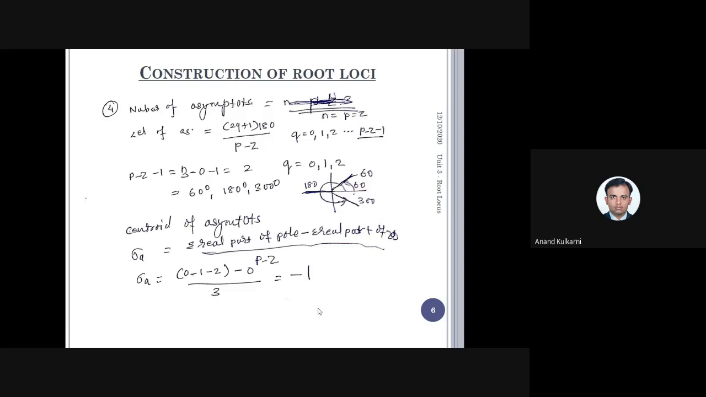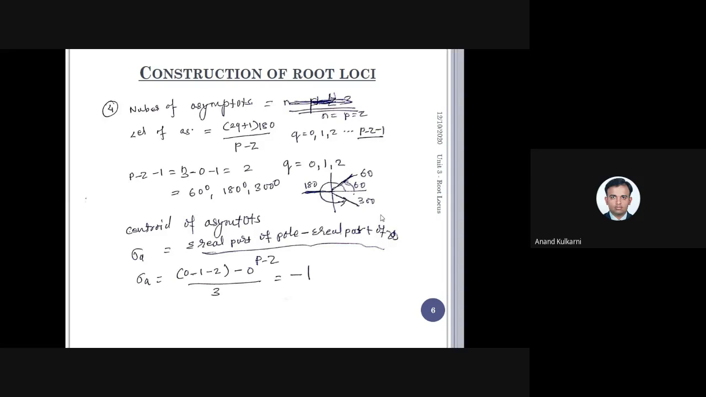It never meets. So the first one is the number of asymptotes. Once again, the number of asymptotes will be equal to the number of poles or the number of zeros, whichever is higher. So it is the same as capital N only. So the small n, the number of asymptotes, will be equal to capital N, and that will be equal to 3 in our case.